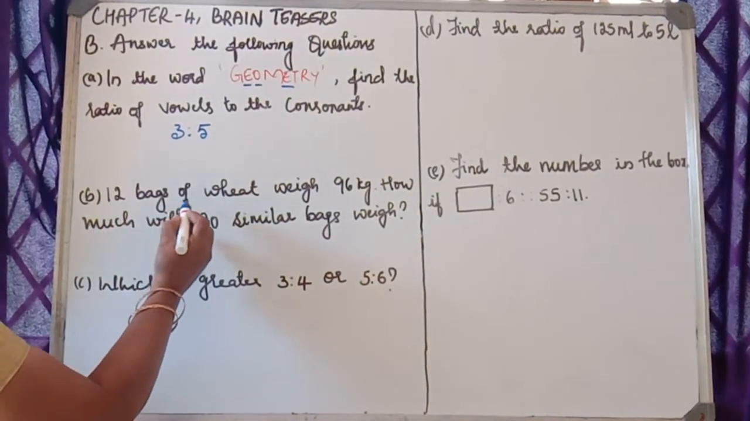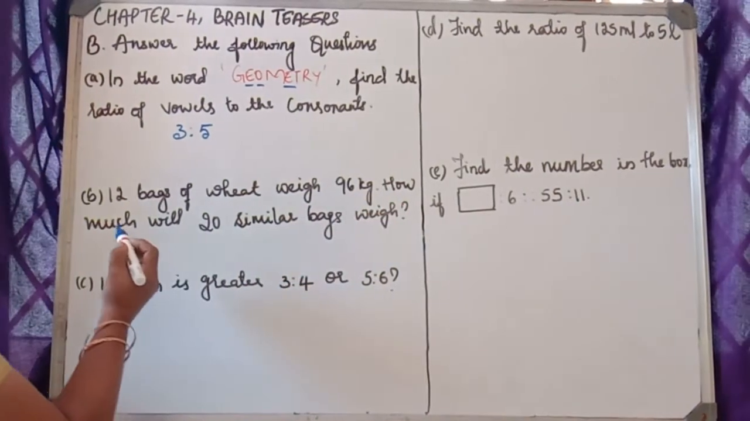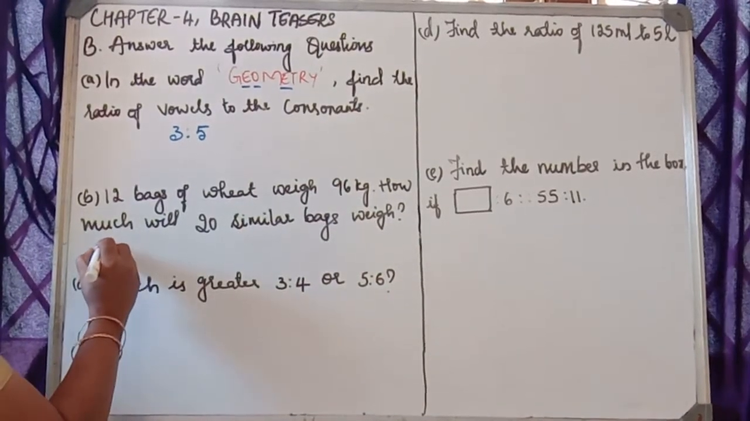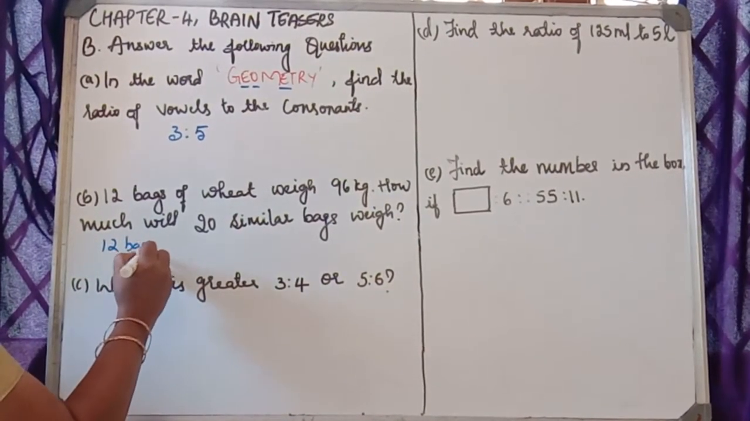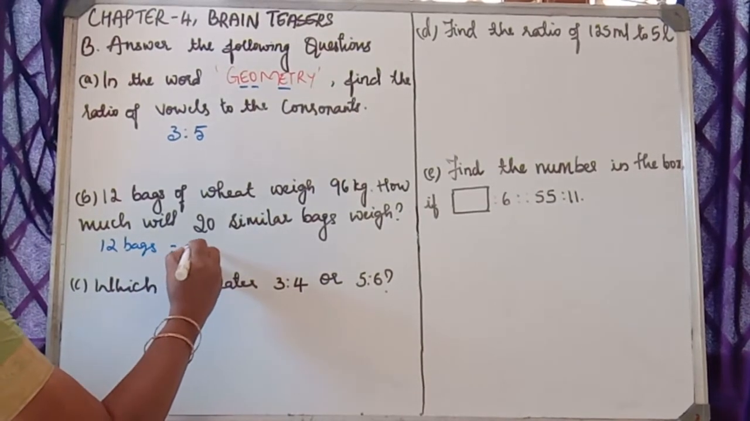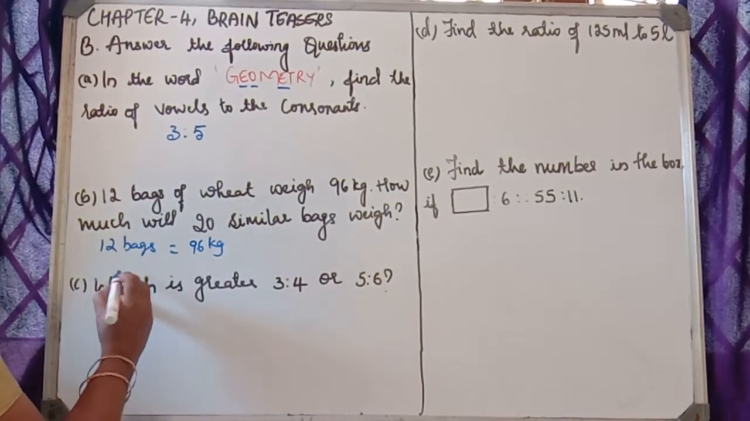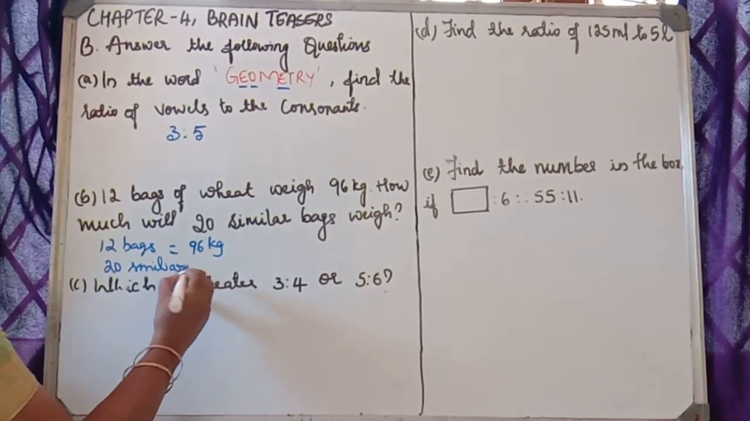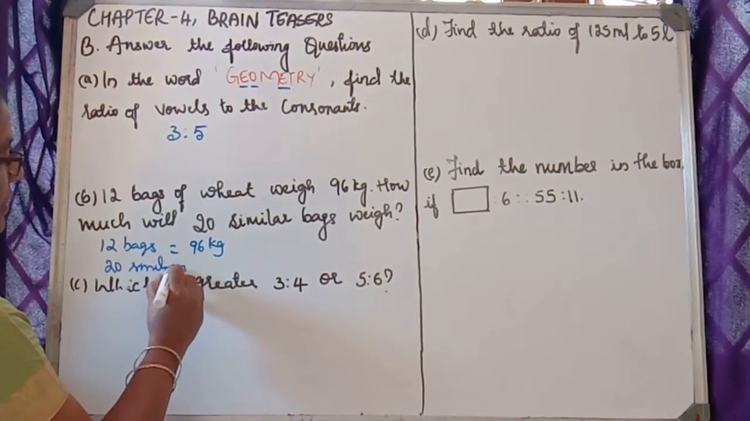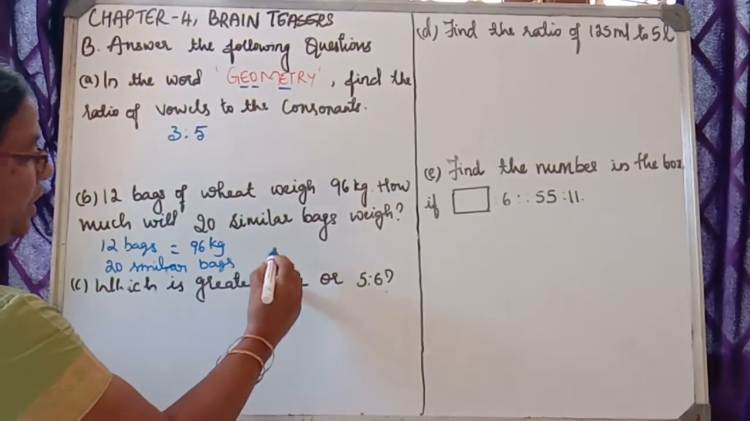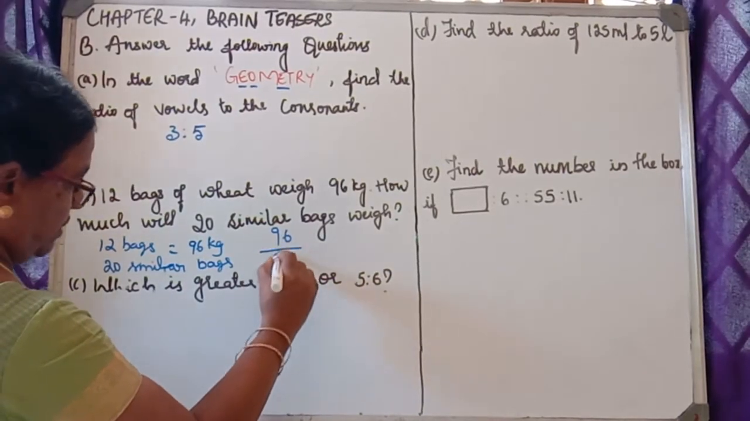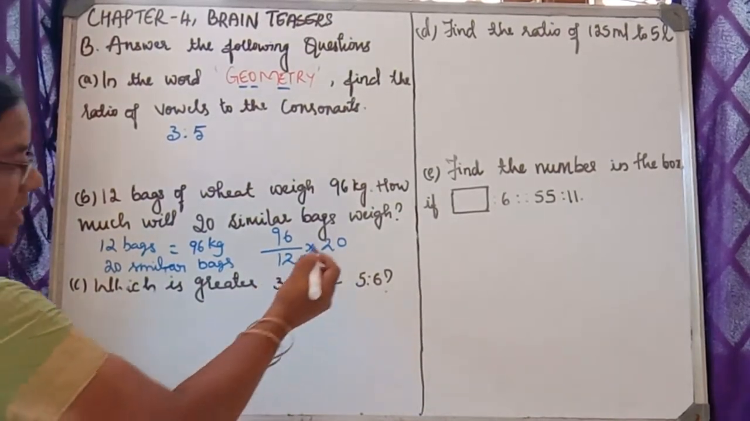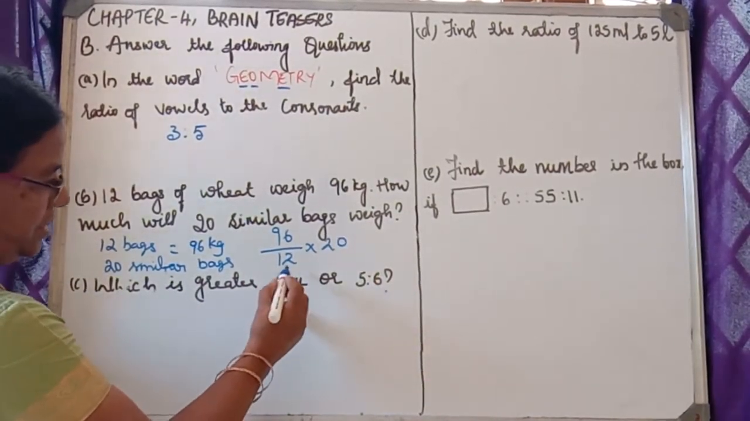Now, 12 bags of wheat weigh 96 kg. How much will 20 similar bags weigh? Now, 12 bags weigh 96 kg. Now, we are going to find out 20 similar bags. We will find out 96 divided by 12 into 20. Because 12 bags is equal to 96 kg. Now we have to find out for 20 bags.